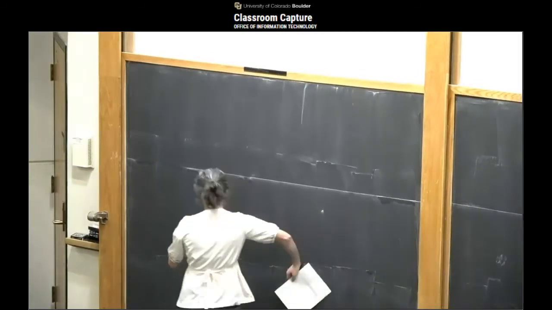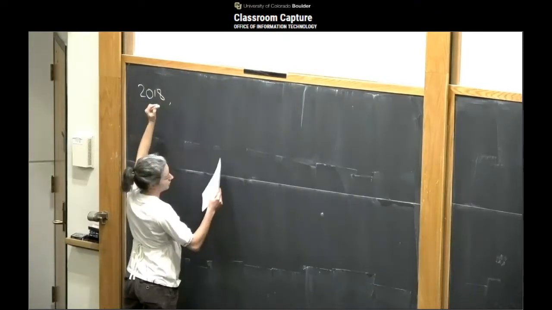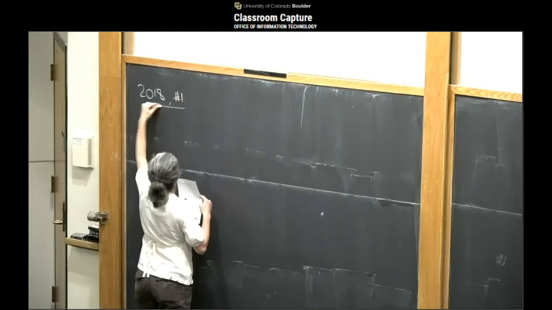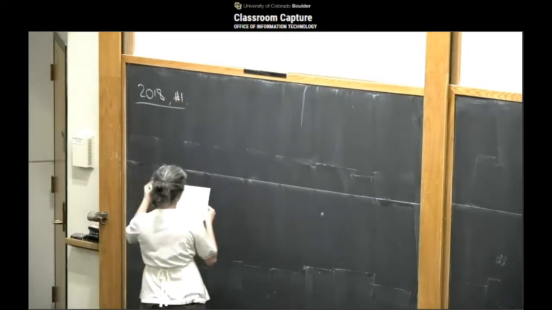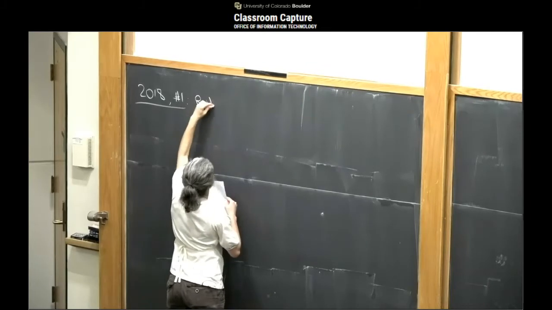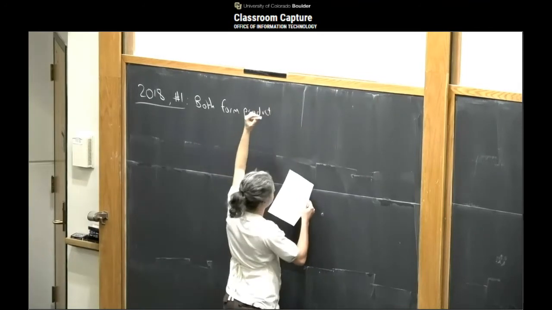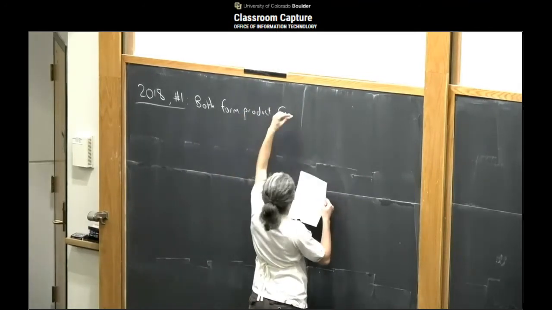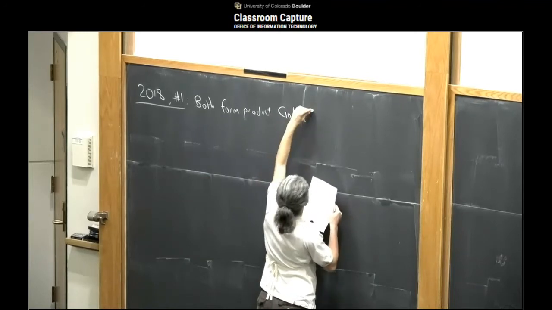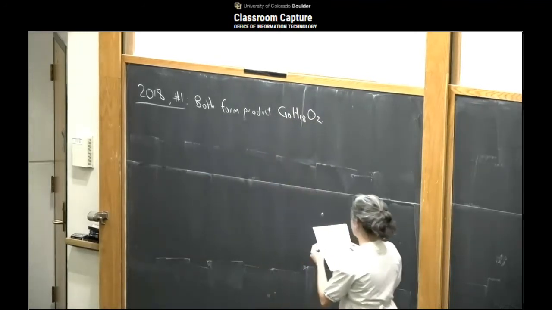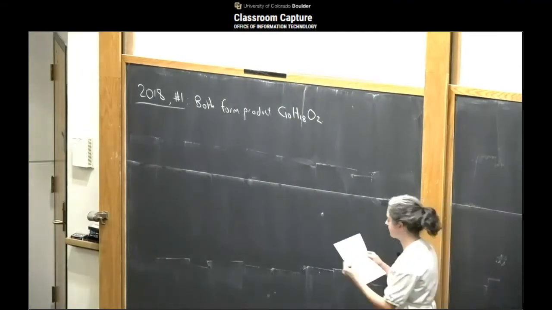Yeah, that's a good example actually of epoxide stuff. Okay, so 2018 final number 1. It says at the top, both form products of formula C10H18O2. And then it says show the mechanism and the product for each reaction.